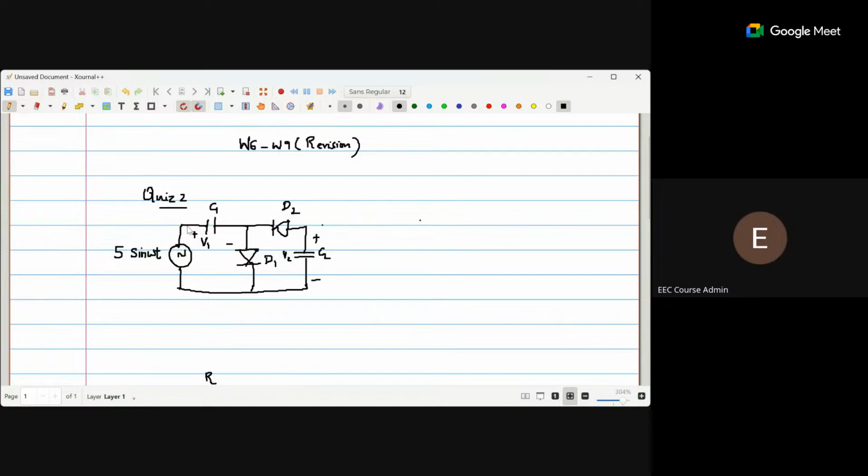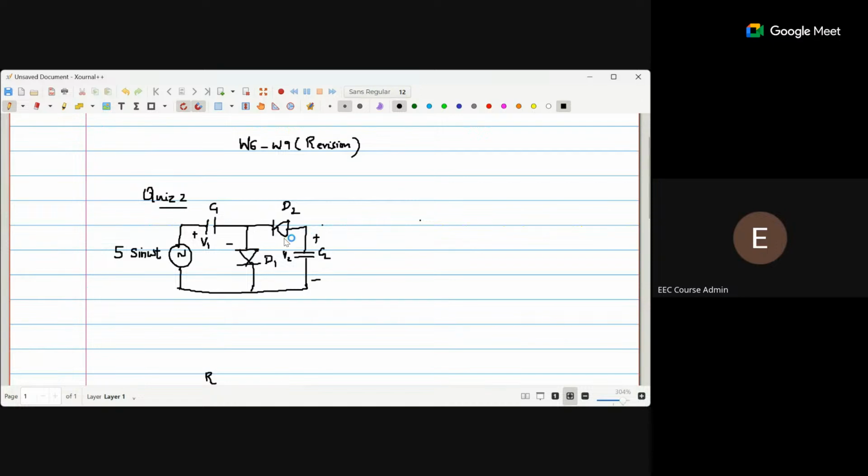During the positive half cycle, what happens? You will have two diodes: D1 is forward biased and D2 is reverse biased. So D1 will act as a short circuit. From this input, the capacitor C1 will get charged to the peak value of the input, so it will be Vm here. Then during the negative half cycle, D1 becomes reverse biased, so it acts as an open circuit, and D2 will be forward biased, so it will act as a short circuit.